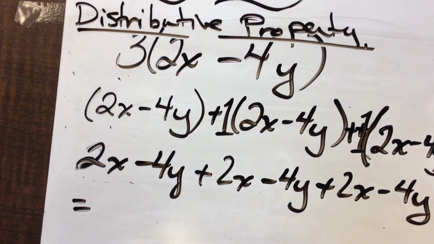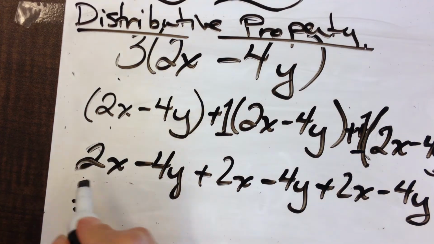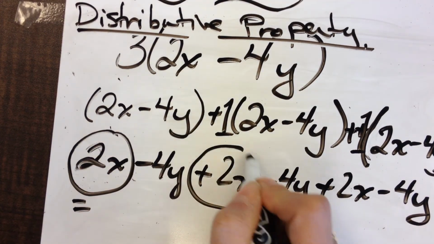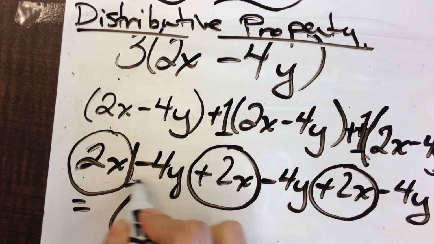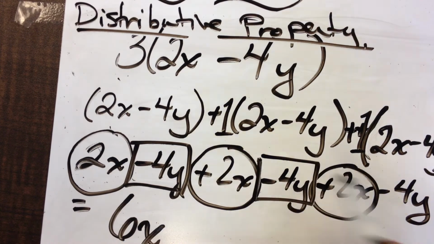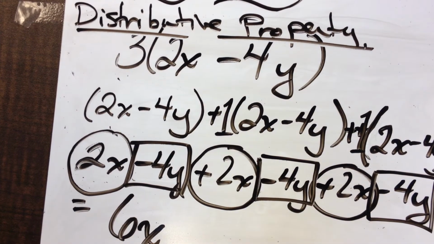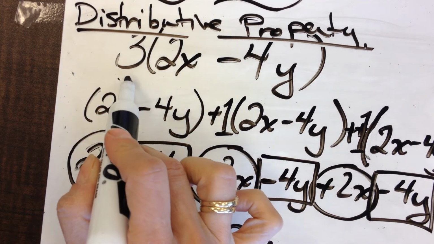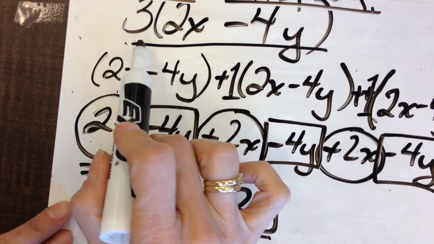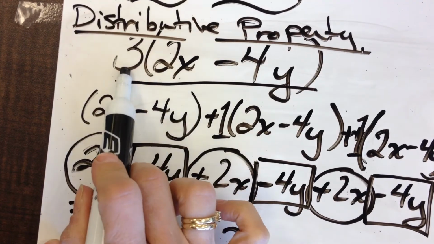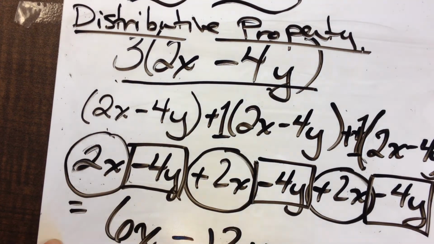We could add them. Again, we can look at these as different families at a party. We've got the 2x and the plus 2x and a plus 2x, which gives me 6x. I've got a minus 4y, another minus 4y, and another minus 4y, and that will give me minus 12y. If I look at this answer and I look at what we started off with, is there a way to simplify? If you thought that you can multiply 3 by 2x and 3 by -4y and got this, you would be correct. And that's what's called the distributive property.